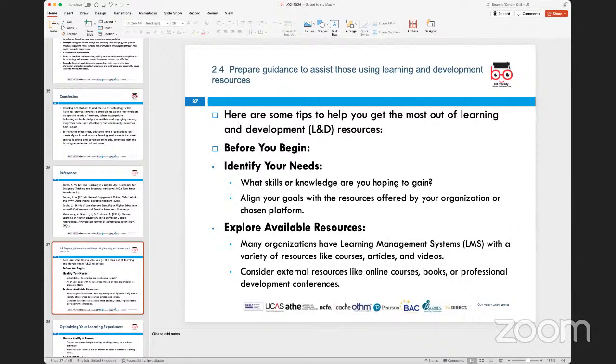Now, the next assessment criterion talks about preparing guidance to assist those who use learning and development resources. One of the things we have to look at is, when we talk about preparing resources for learning and development, we have to essentially understand, as a teacher, as a tutor, what the resource is going to be used for. Am I familiar with the resource? Am I familiar with the case study? Am I familiar with the book?